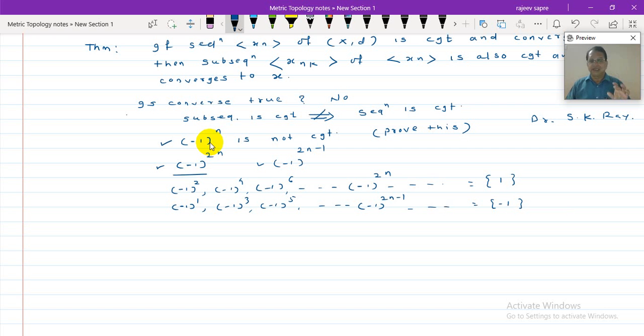So this is an example which is sufficient to prove the converse of this result. Which result? Whenever you are given a convergent sequence, then its subsequence is also convergent, and it converges to the same limit to which the sequence converges.